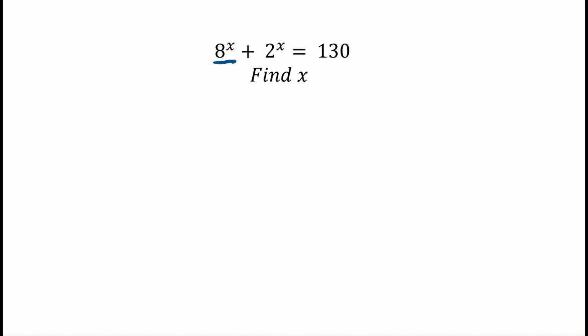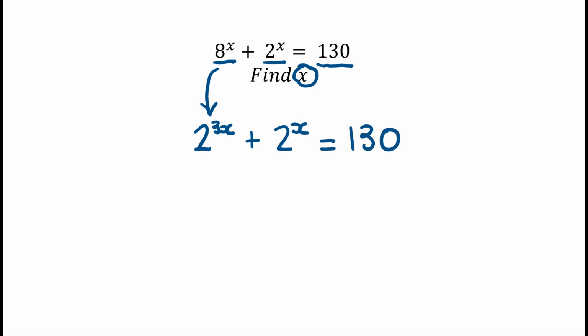So we have 8 to the power of x plus 2 to the power of x is equal to 130. And our question is to find x. So the first thing I'm going to do is rewrite 8 to the x as 2 to the power of 3x. And then we have 2 to the power of 3x plus 2 to the power of x is equal to 130. And if we rearrange this, we get 2 to the power of 3x plus 2 to the power of x minus 130 is equal to 0.